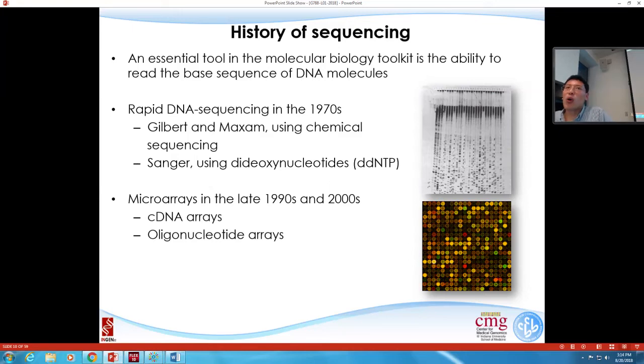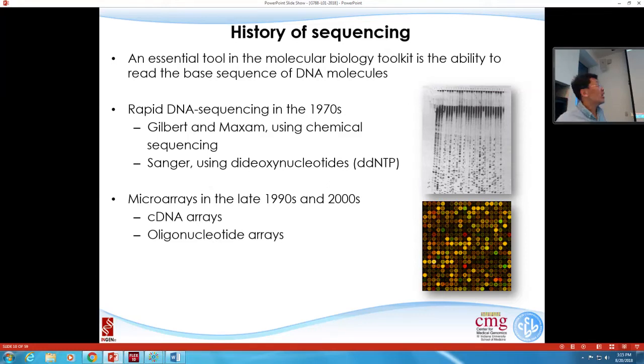Before we get into next generation sequencing technology, we want to mention a little bit about the history of sequencing. Sequencing is an essential tool in molecular biology to figure out the base pairs of DNA. There have been a lot of advances, but the major development happened in the 1970s, involving chemical based sequencing and eventually Sanger sequencing. Sanger sequencing is still very widely used today, and as we'll discuss in later slides, it is the basis of Illumina sequencing technology as well.